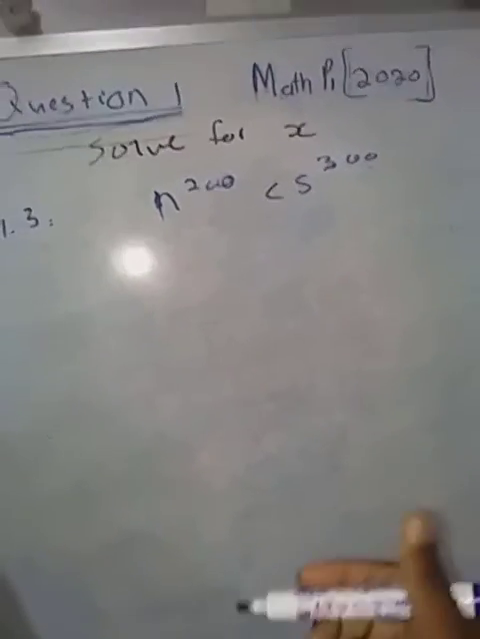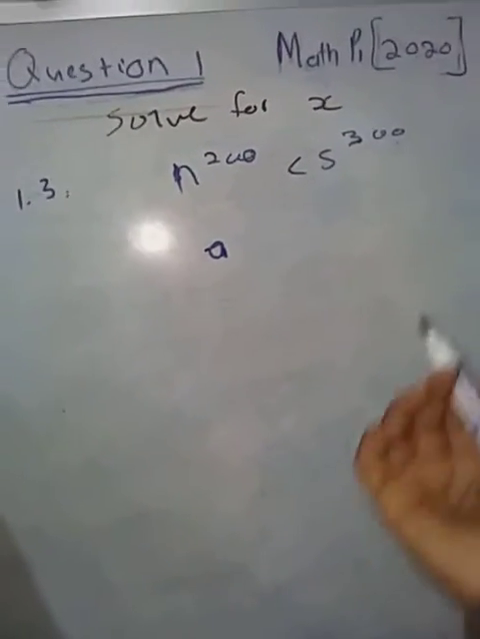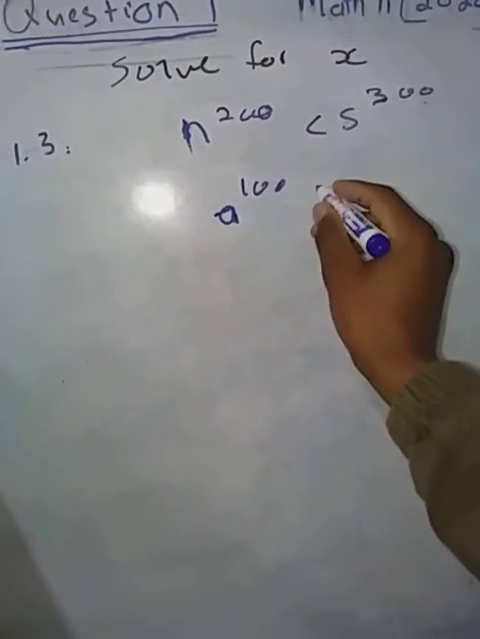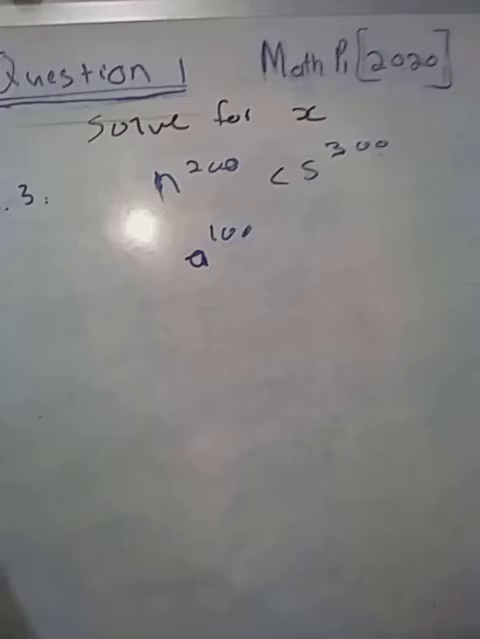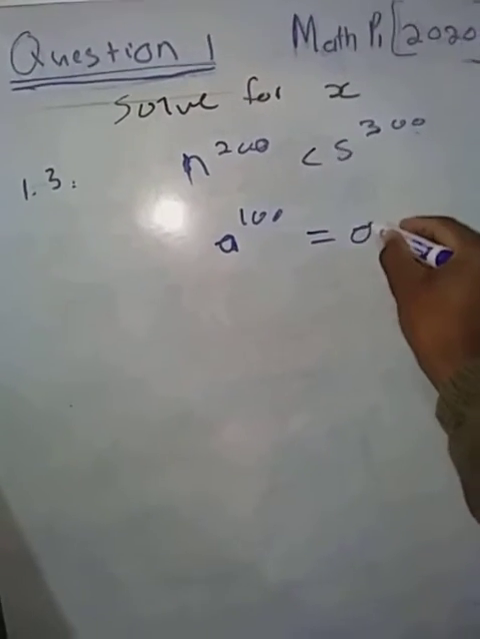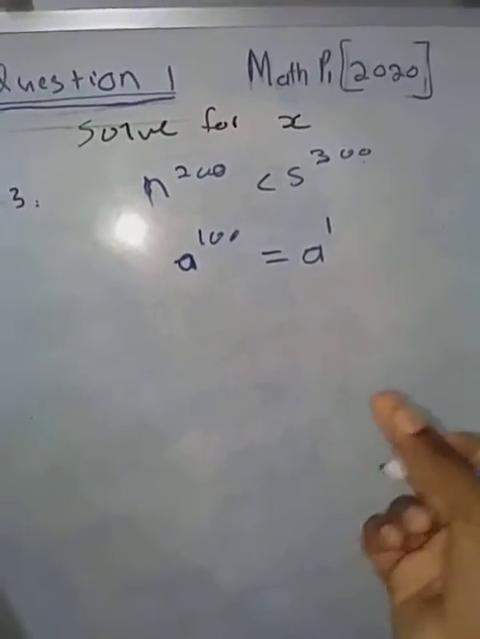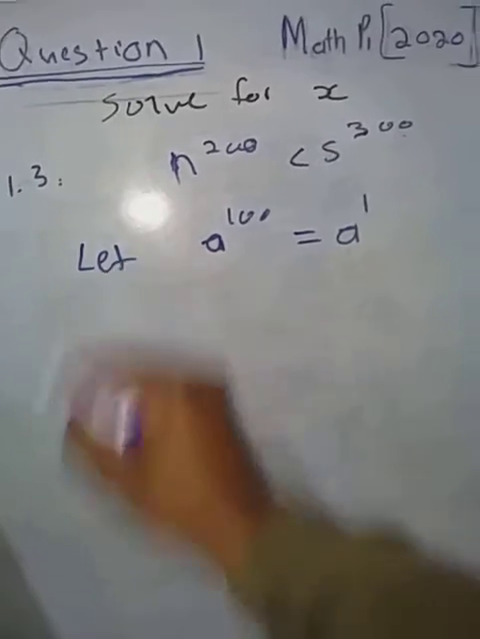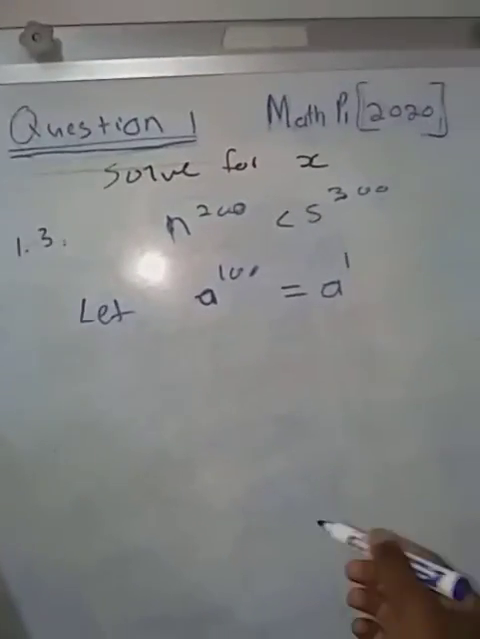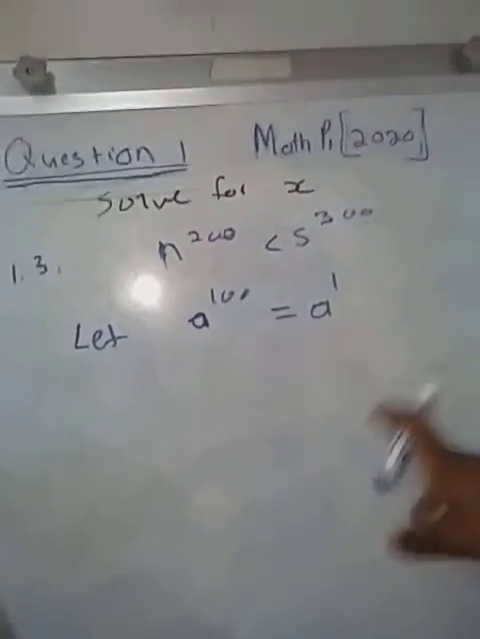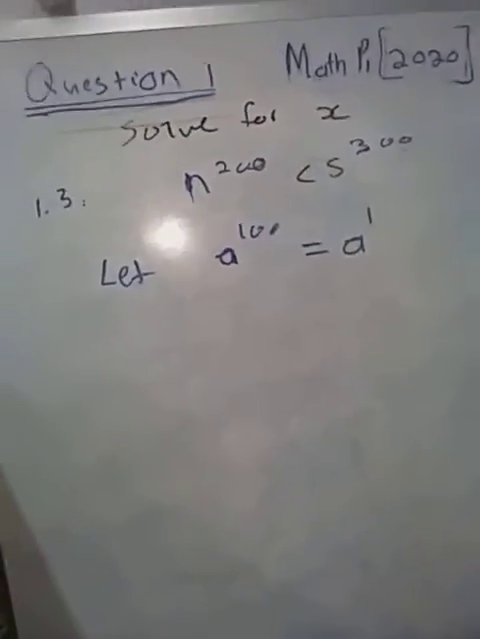So what you can do is write it like this: a to the power 100 is the same as a to the power 1. This is not actually the same, but you can just say it like this. Say, let a to the power 100 be the same as a to the power 1. You don't really mean that a to the power 100 is the same as a to the power 1. You just say let it, because you just want to use this statement.